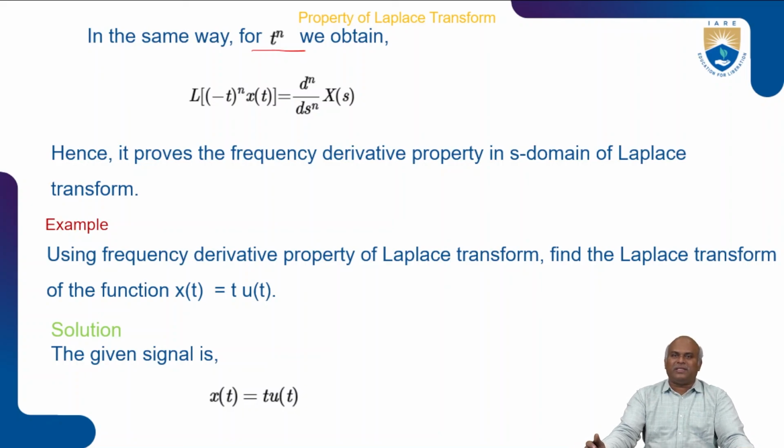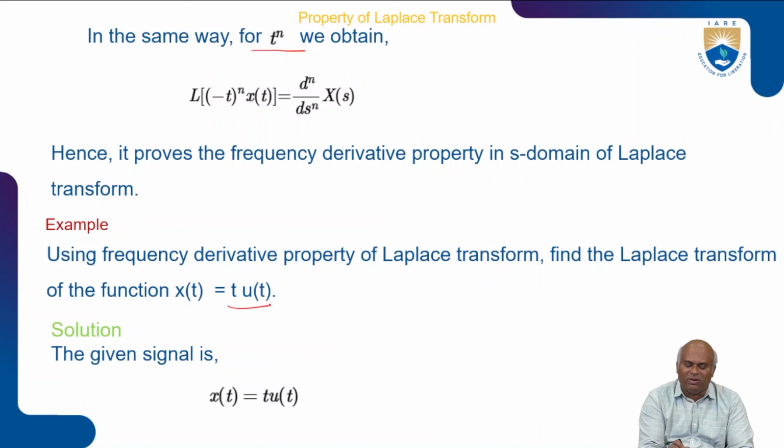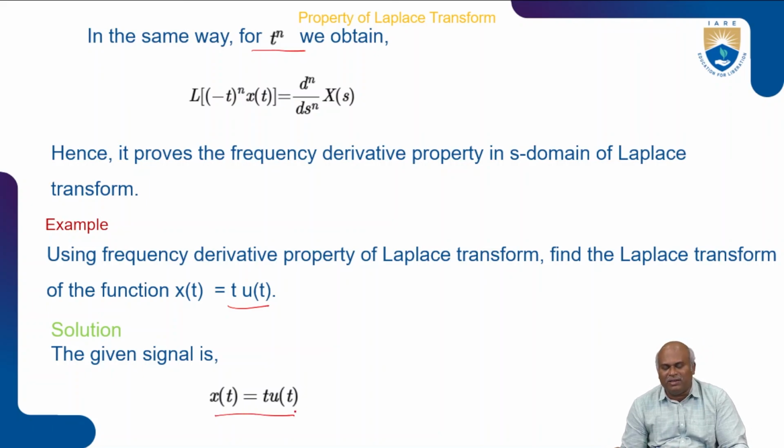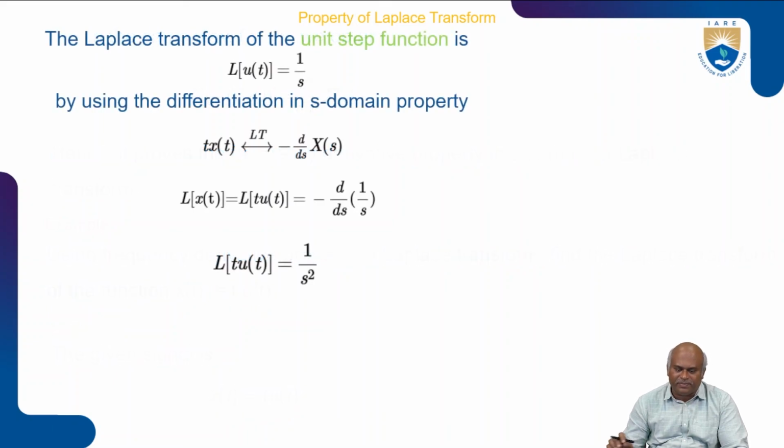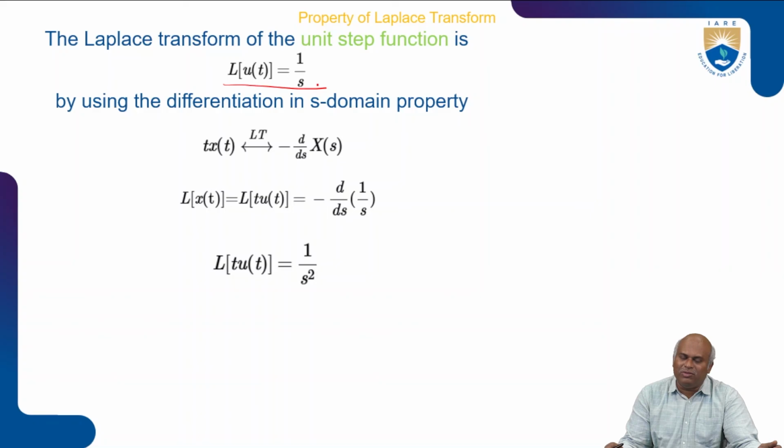Okay, we take an example. Using the frequency derivative property of Laplace transform, find the Laplace transform of the function x of t equal to t u of t. We have x of t equal to t u of t. Then the Laplace transform of the unit step function we studied: the Laplace transform of u of t is equal to 1 by s.